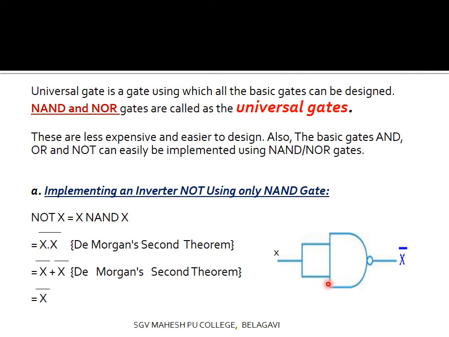When we apply De Morgan's theorem, x dot x whole bar breaks up into x bar plus x bar. We know that x bar plus x bar is nothing but x bar. So that is where we get the output. When my input is x, my output would be x bar, and this is a NOT gate which we are trying to represent in the form of NAND gate. Similarly, we would also implement an AND gate as well.